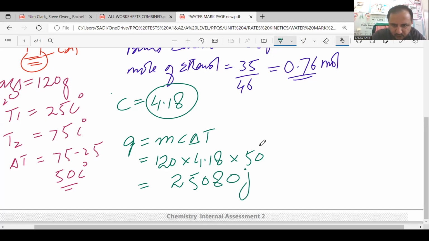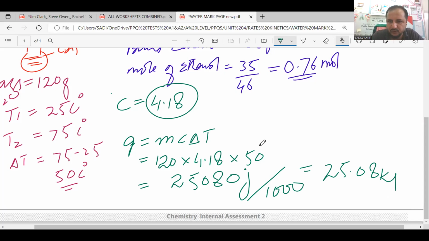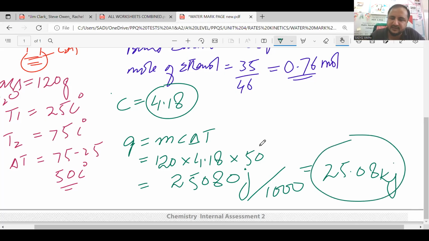Okay, this value is in joules. So you get 1 mark for calculating this value in joules. But the demand is in kilojoules, so that's why you are going to divide by 1,000. So you will get an answer of 25.08 kilojoules. Now, what is left in the answer? Per mole is left, so we have to write in both units. 25.08, but per mole is still left. So the next part is to divide this by 0.76.